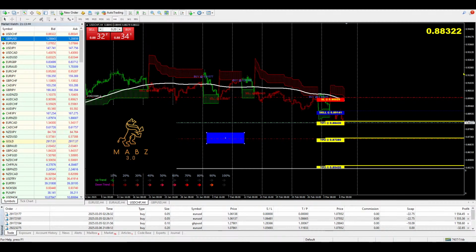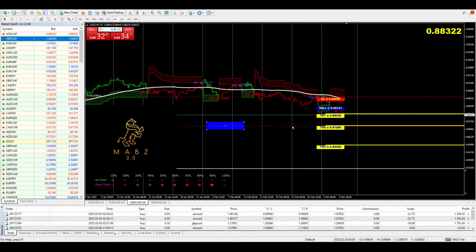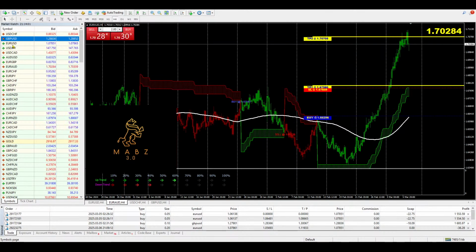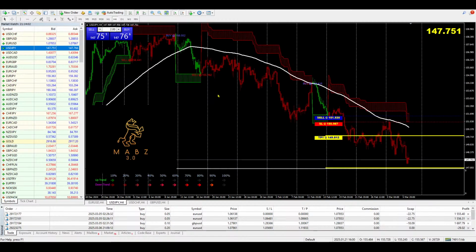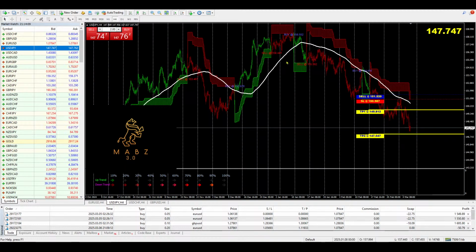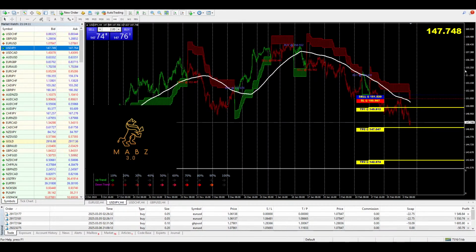Because remember guys, you need to be sensible with your lot sizes, okay? Because the market might retrace. The retracement is always possible in the markets. You shouldn't overlook that possibility. It's very much possible. So lot sizes are very important. These are H4 positions, right?